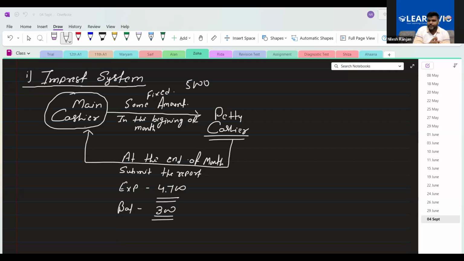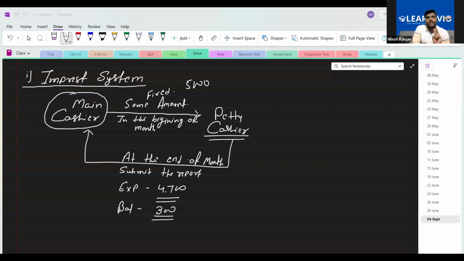So there are two things that are fixed here. One, the amount in the beginning of every month, together with the balance of the previous month, will be the same in the hand of the petty cashier. The main cashier has given 5,000 in the previous month, he has a balance of 300, so the main cashier will give 4,700 to the petty cashier so that the petty cashier will have 5,000 in his hand.